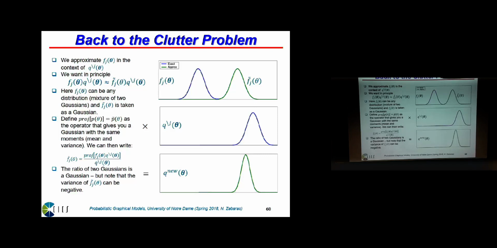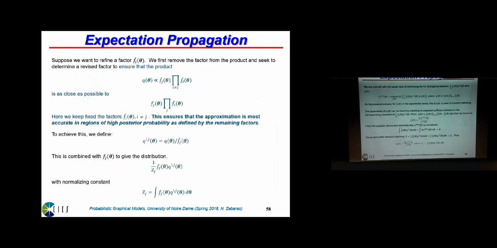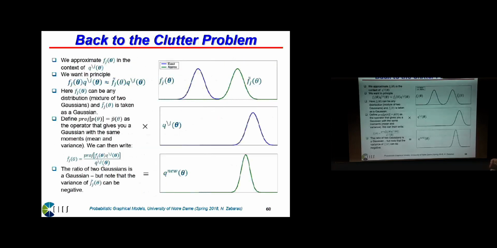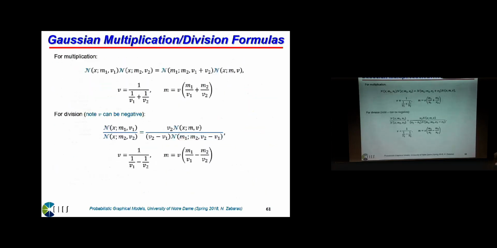The only thing we are interested to enforce is that at the end of the day, this is a Gaussian. But some of the factors may come to have actually a negative variance. Okay? And you will see this with examples, but you may want to actually check these formulas. I didn't have time this morning to verify them again.